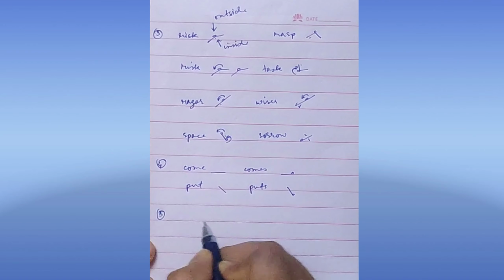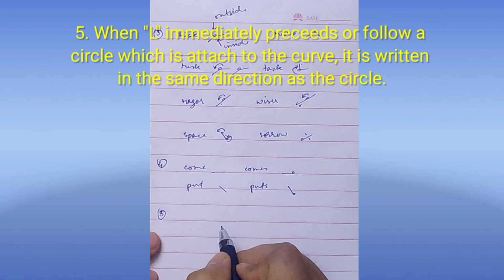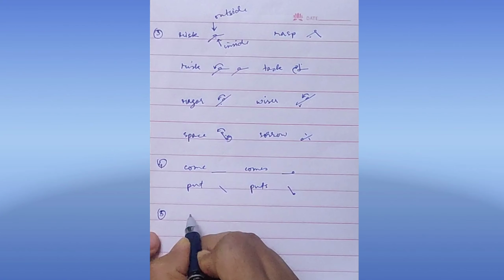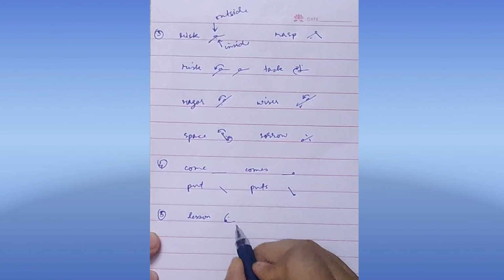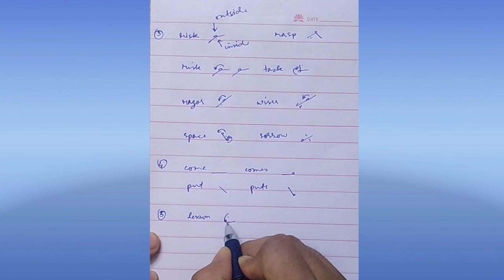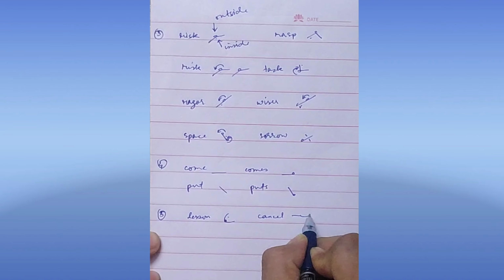Next point, when L immediately precedes or follows a circle which is attached to the curve, it is written in the same direction as the circle. Means if we write lesson, L precedes the circle. L-E-S-O-N, lesson. L precedes the circle, so the next stroke after S takes the same direction as that of the circle. Cancel.